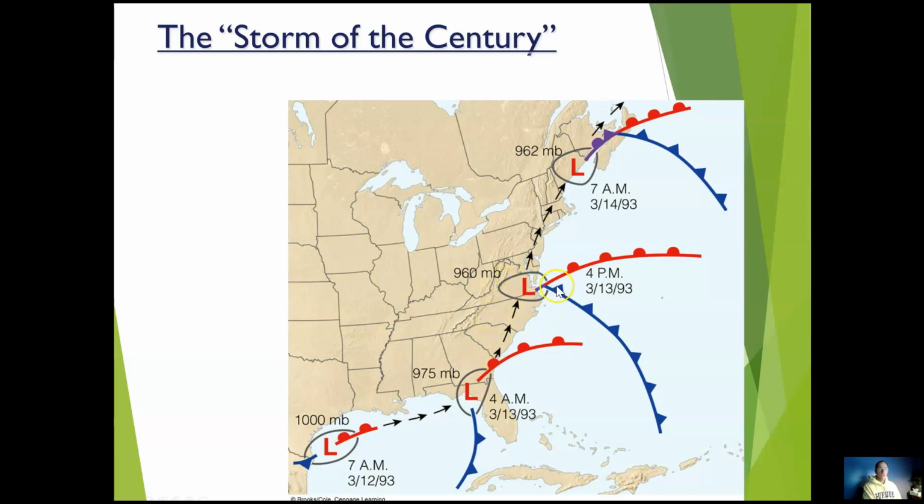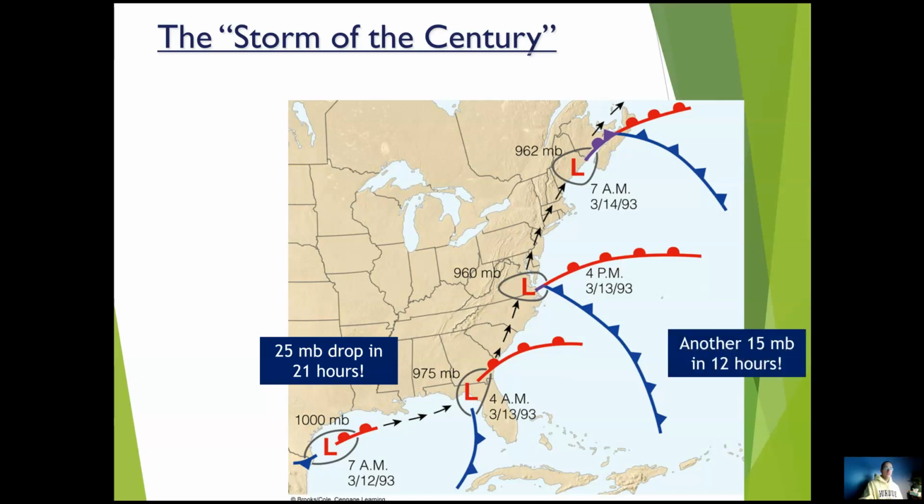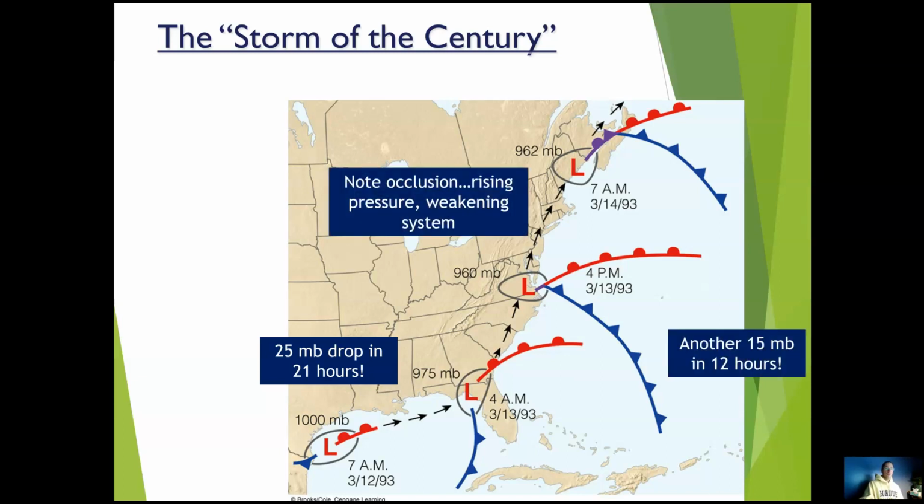And then as you can see here, we are bringing that warm front and cold front closer together. We're beginning to occlude, and as we see this system occlude, you can note that the pressures were already starting to rise. Regardless, we went from a relatively weak, compared to what it got to be, storm of 1,000 millibars, all the way down to an incredibly intense 960 millibar storm in basically a day and a half. So again, 25 millibar drop in 21 hours, another 15 millibars in 12 hours, but once it occludes, we started to have the system weaken.